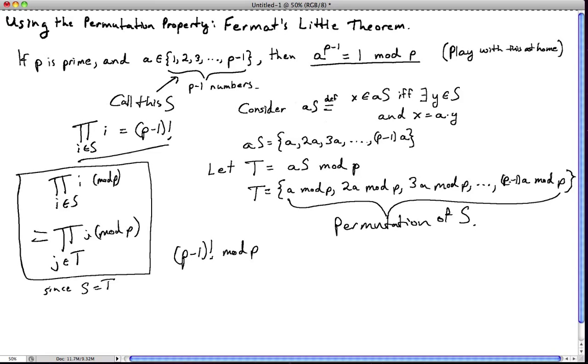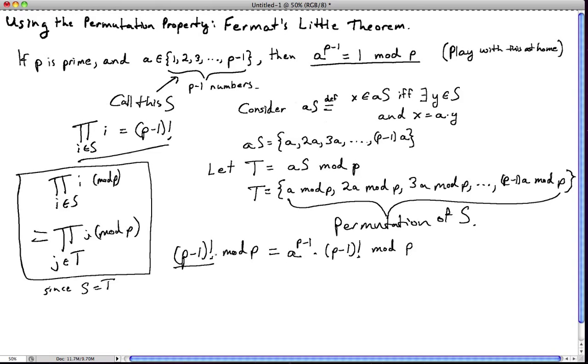But what do I know about the second? Well, multiplying all these things together is a times 2a times 3a times 4a times 5a all the way up to p minus 1 times a. So pulling all the terms out, I get a to the p minus 1, times p minus 1 factorial, all mod p. Well, now the question is, can I actually look at p minus 1 factorial and divide by it? Okay, this is the key thing. Can I divide by it on both sides? Because if I could, then I'm basically done.